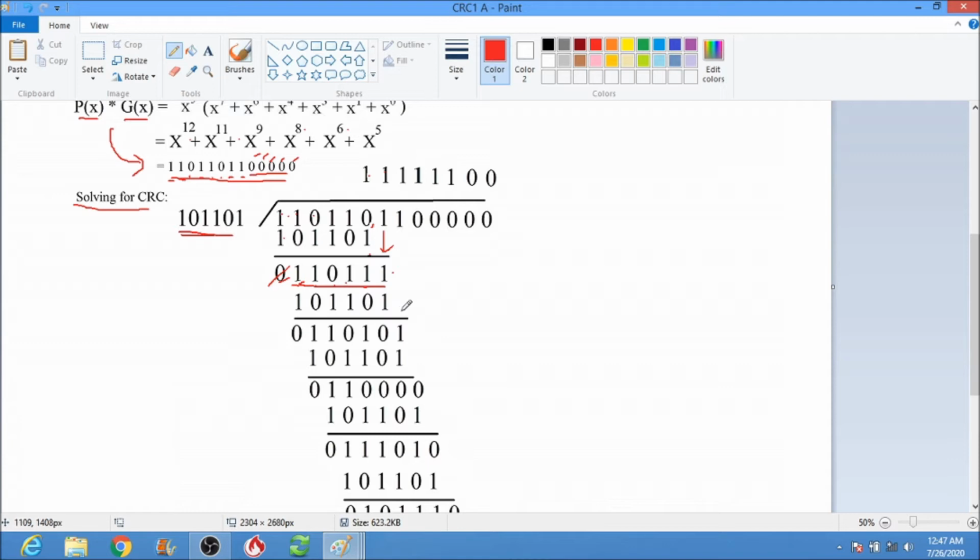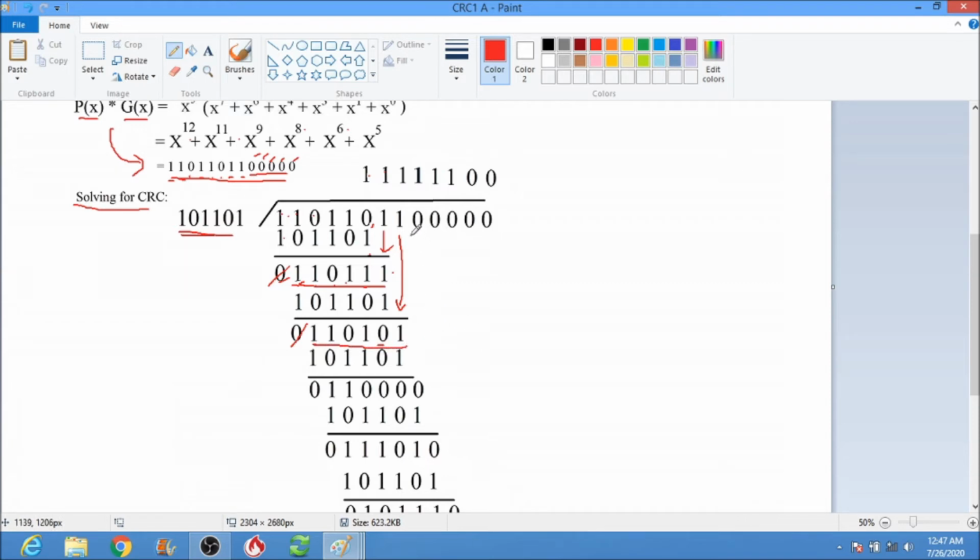And then we XOR again. So 1, 1, of course, is 0. 1, 0, that is 1. 0, 1, that is 1. 1, 1 is 0. 1, 0 is 1. And 1, 1 is 0. Then bring down 1. So therefore, we cancel out the 0. And then this is our new dividend.